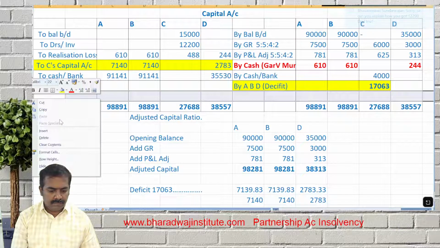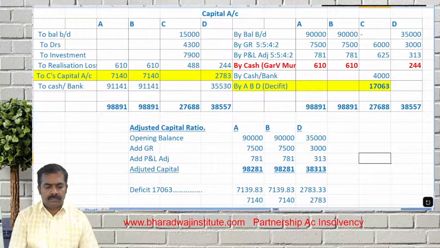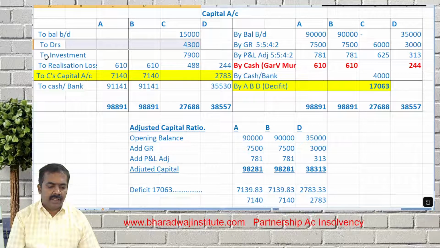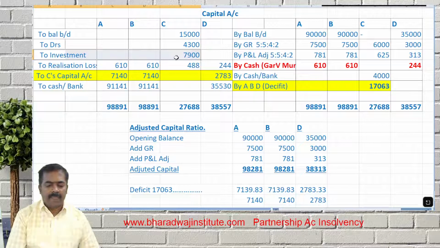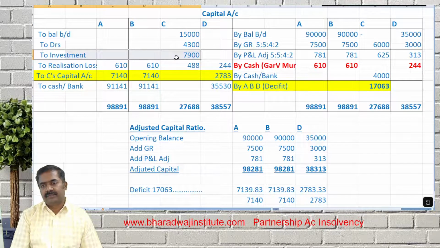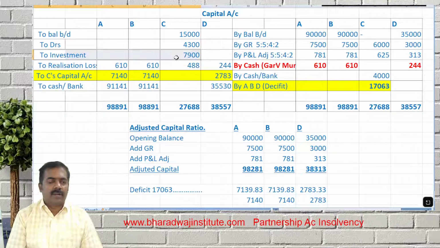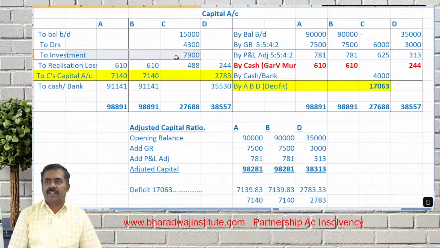Debtors 4,300, investment 7,900 in D's capital. That is misappropriation, not recorded now. Now, the cash or bank account is just to verify our answer, whether we have collected and paid or the amount tallies or not.